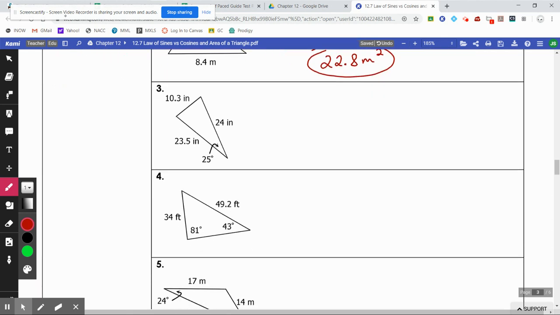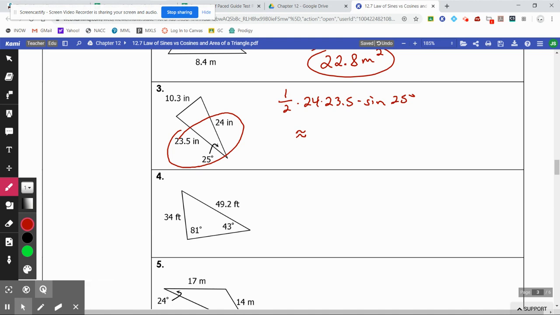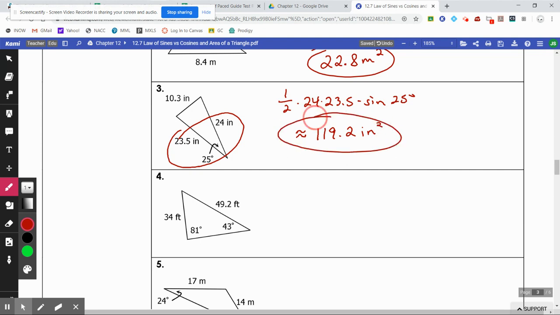Here's your angle on the next one. So there's your side angle side. So again, 1/2 times, it doesn't matter which one you put first, 24 times 23.5 times the sine of 25. And again, from here on out, I'm just going to type that straight in, and that's going to be about 119.2 square inches.